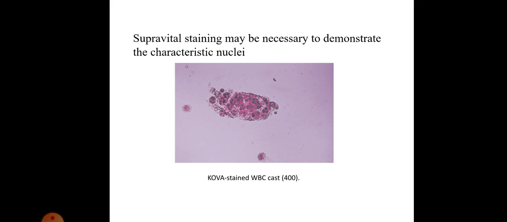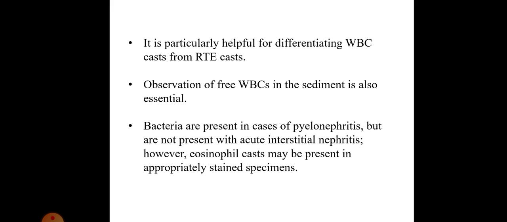This is a Sternheimer-Malbin stained WBC cast. Here we can see the cells have taken up the eosinophilic stain. It is particularly helpful for differentiating WBC cast from RTE cast.